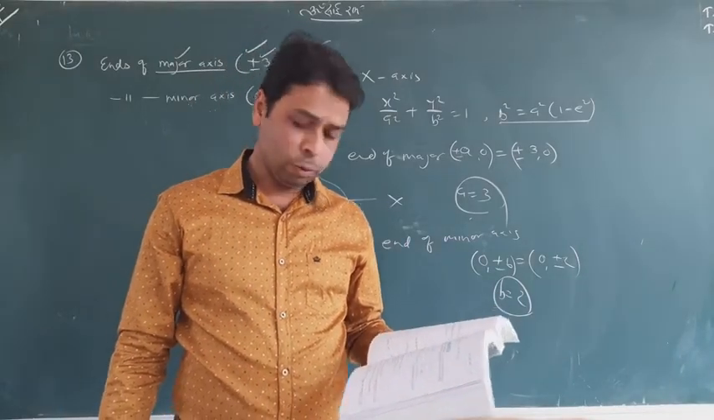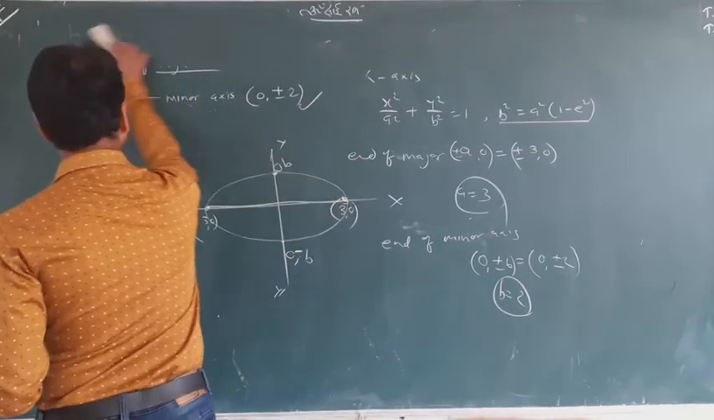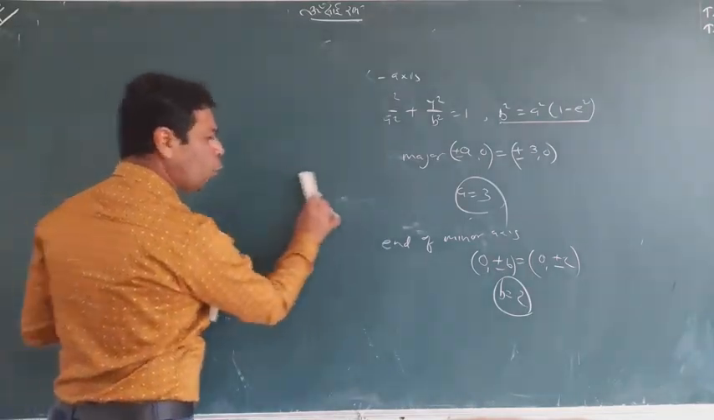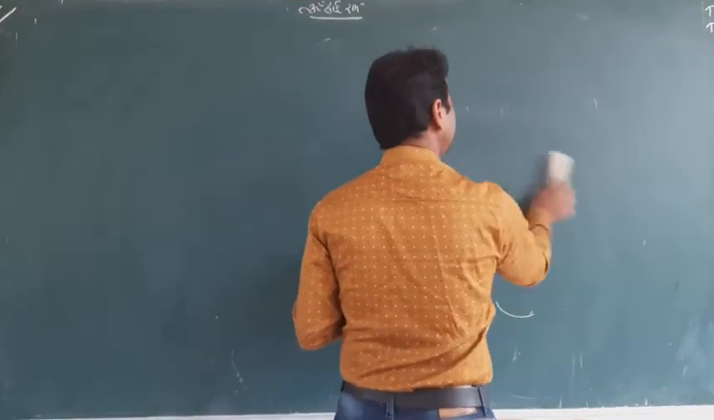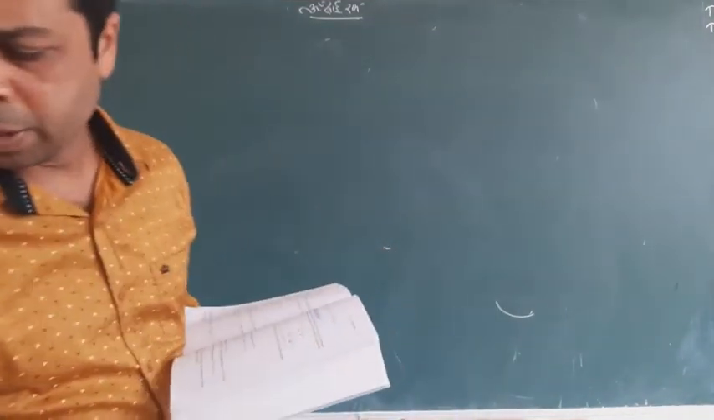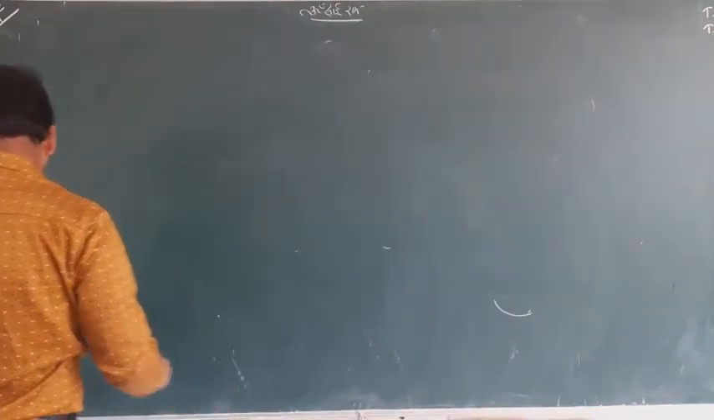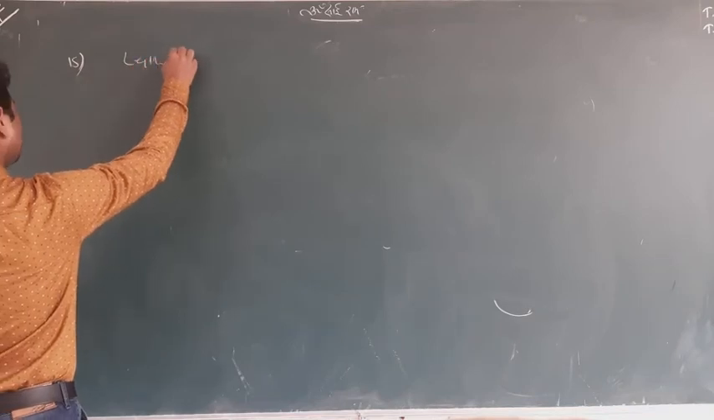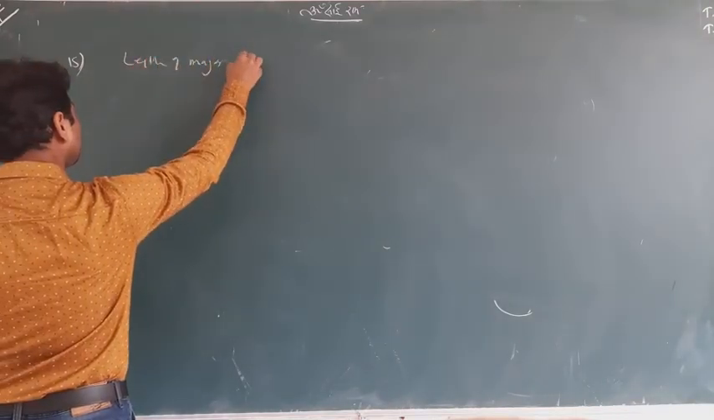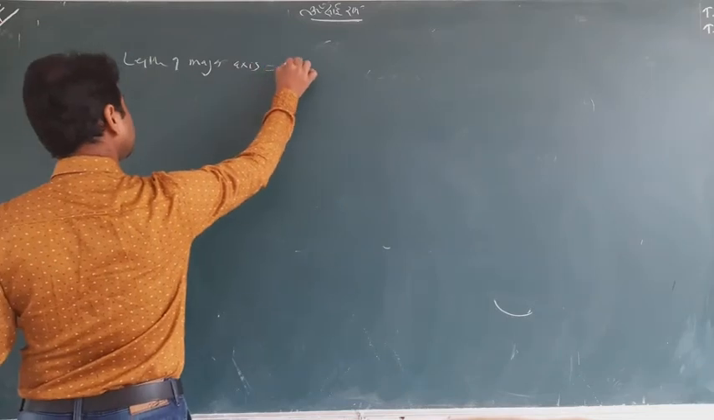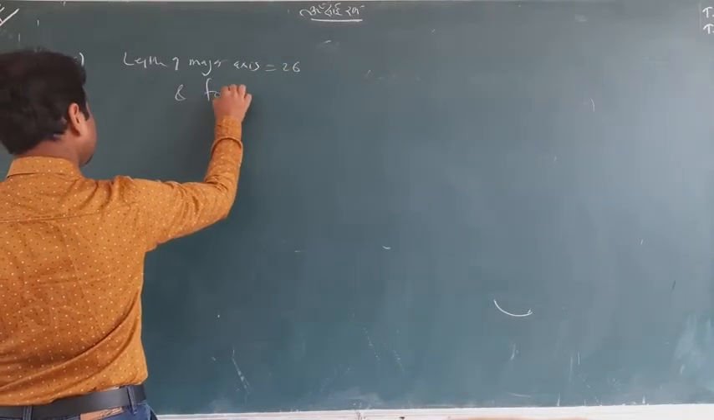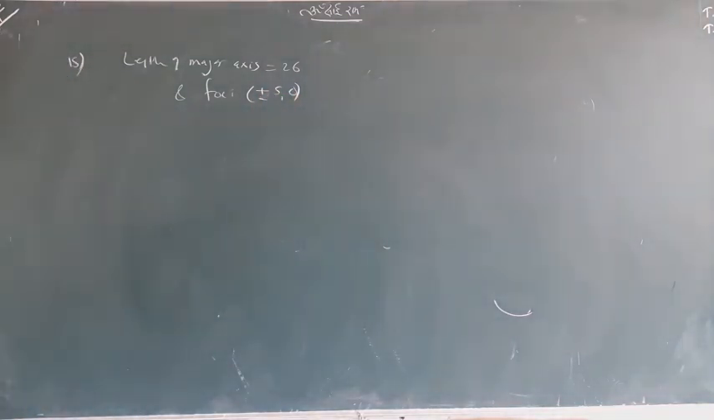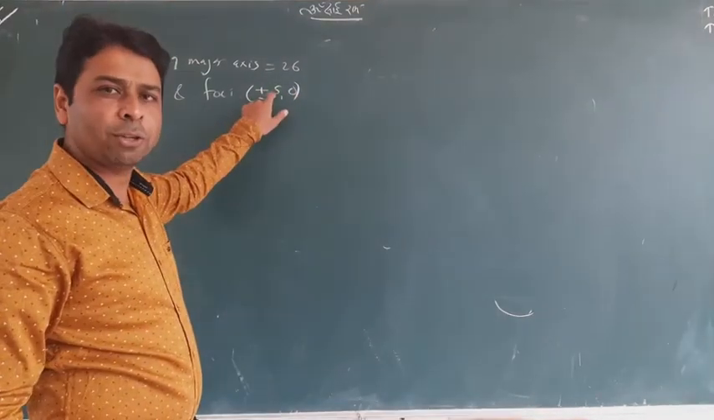So, okay, one more question I tell you. I'm not interested in taking every question because after explaining all the examples, I hope students that you can get the solutions. Now one more question I want to tell you. Question number 15. Look at it, it's a very simple question. The length of the major axis is 26, and foci are given as plus minus 5, 0. The foci indicate that the focus is on the x-axis.